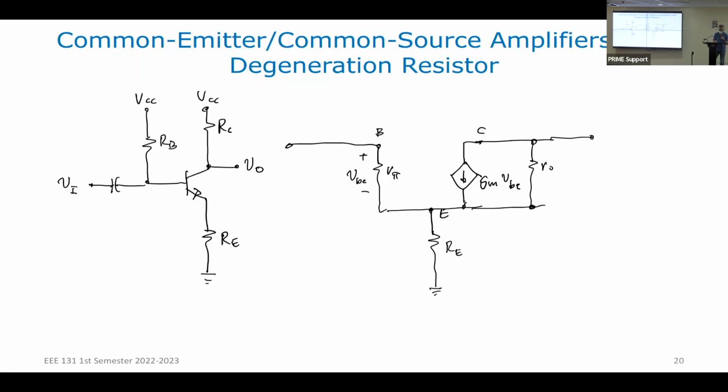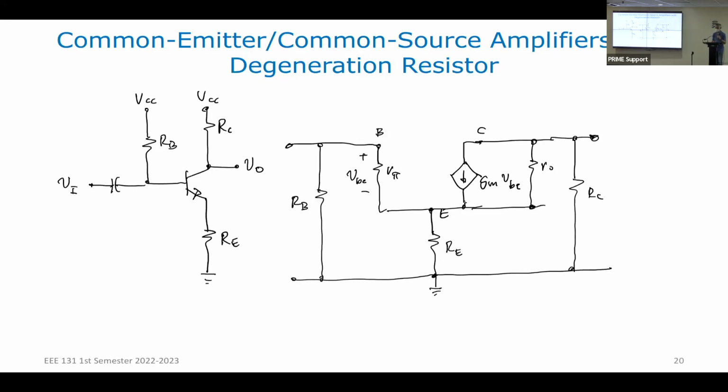Okay. Between my base and ground, I have RB. Remember, VCC is equivalent to a short circuit to ground. No? And then between my collector and ground, I have RC. So this is now V in. Let's just indicate it as a node voltage, and this is VO. That's VI and VO.